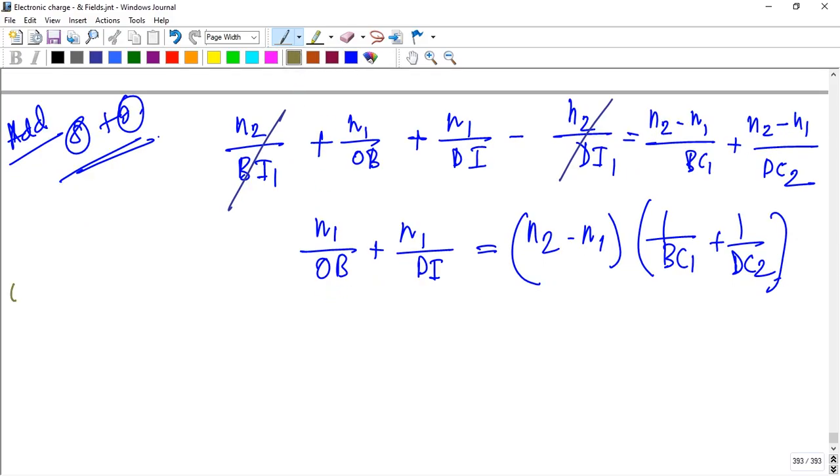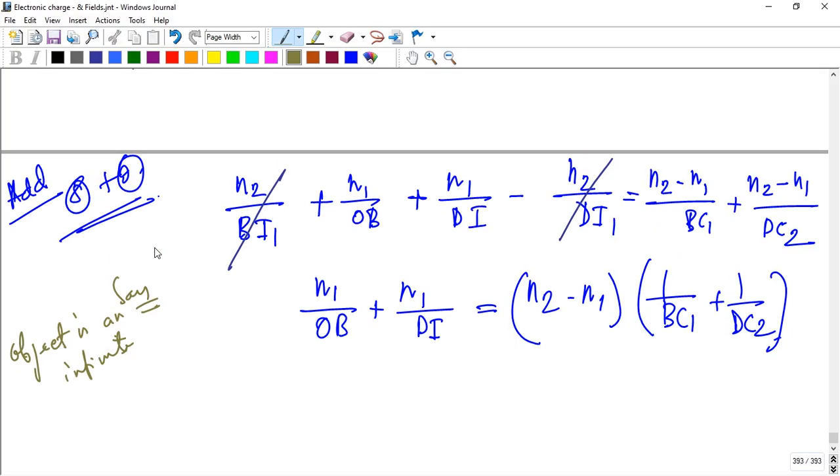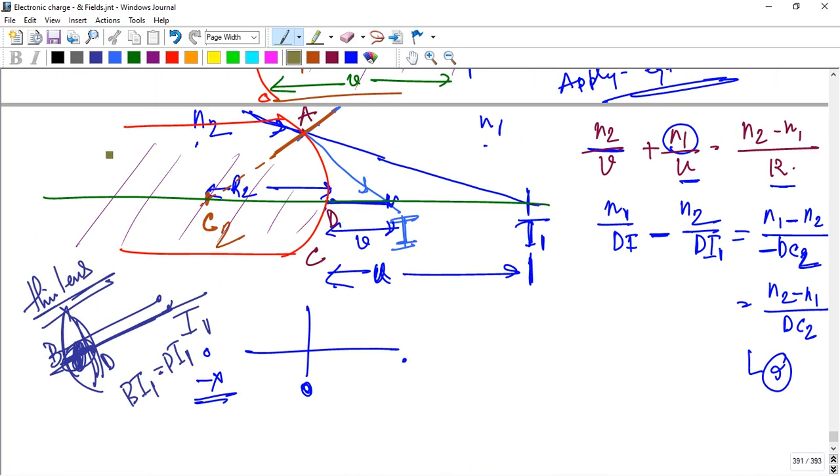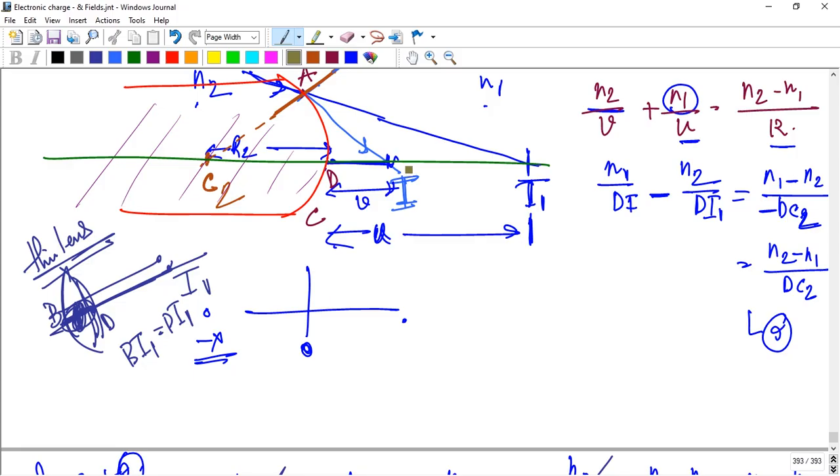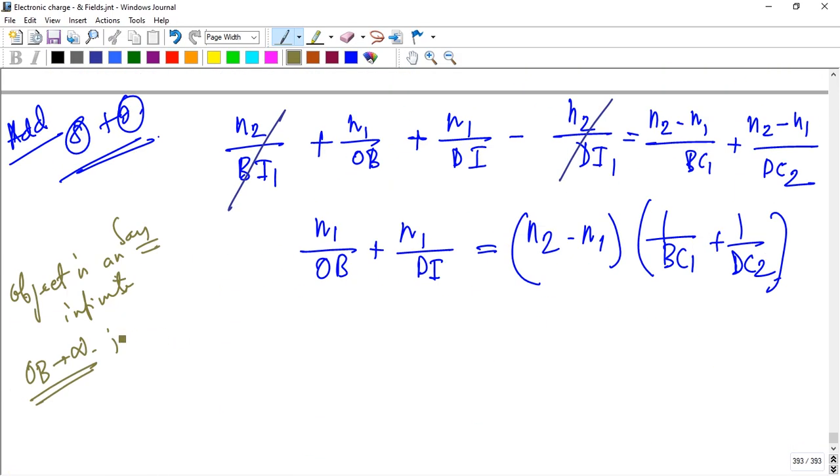And now consider the object is at infinity. The object is at infinity, meaning the incident ray is parallel to the principal axis. So if the object is at infinity, OB turns into infinity, and then DI turns into F. In the final expression, the term N1 by OB is 1 by infinity, which is 0, so that term is total zero.